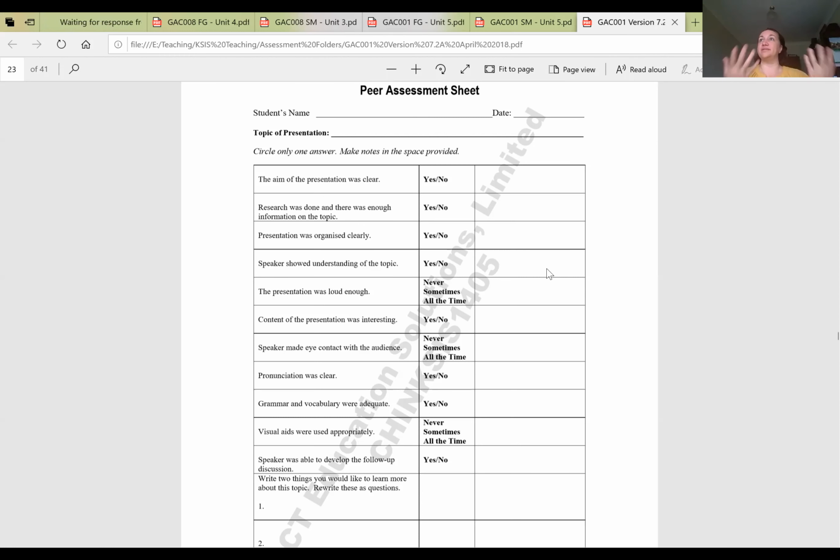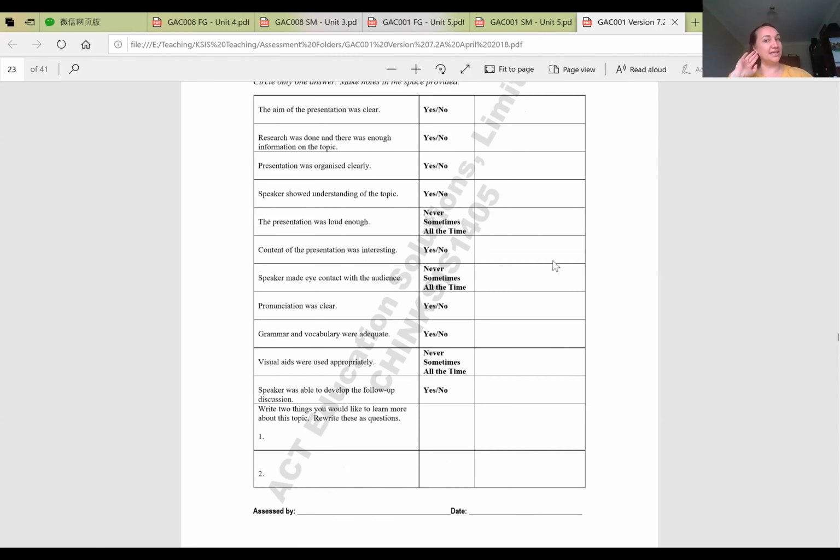So being able to present without having to read off anything means that the presenter actually knows the information. The presentation was loud enough so we can actually hear everybody speaking. Content of the presentation was interesting. So this is a nice easy one that we can do using different resources.